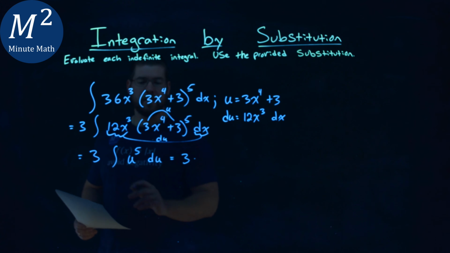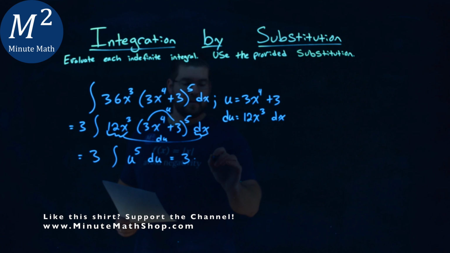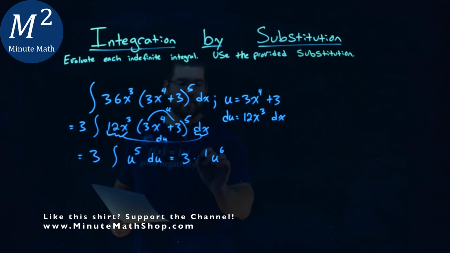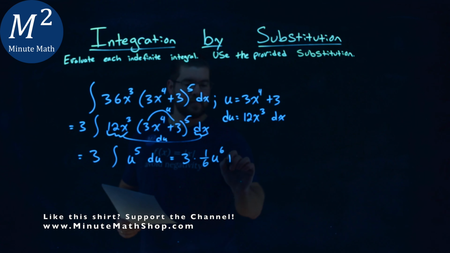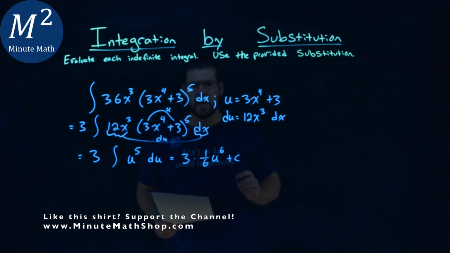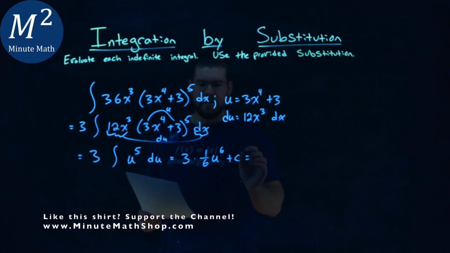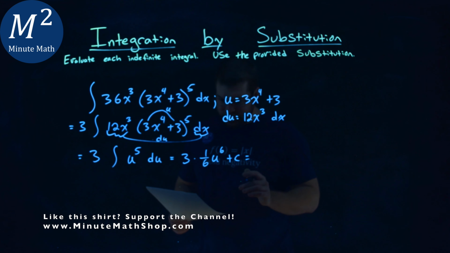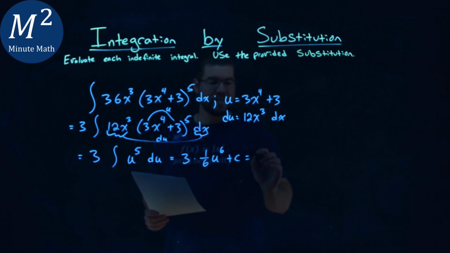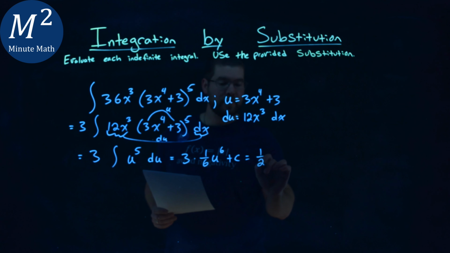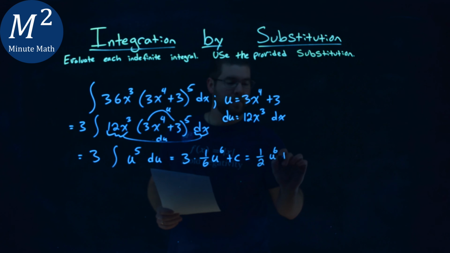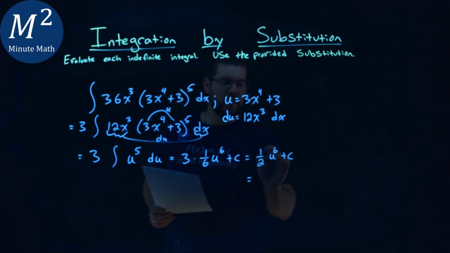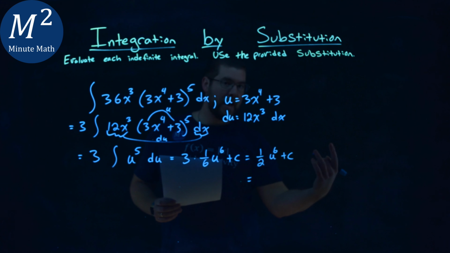3 stays out front. Our power rule says we take u, we raise it to a plus 1 power, so we have a 6, and multiply it by a 1/6 out front, and plus a c. From there, let's go simplify it again. I'm just kind of going over left to right here. 3 over 6 is a 1/2 u to the sixth power plus c. And now let's go plug in our u value. Let's bring it back in.